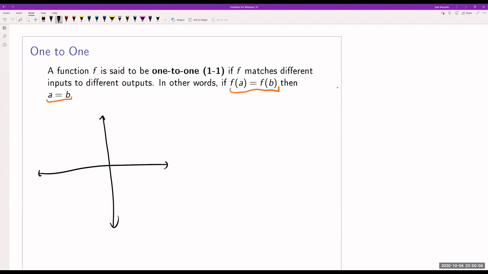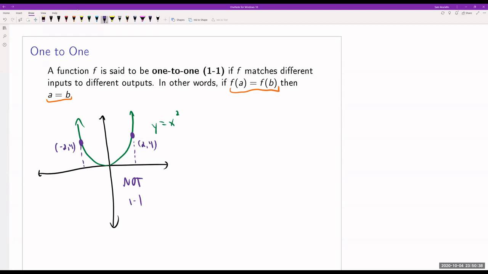So if I was to take a look at a graph we're fairly familiar with, y is equal to x squared. We know that this graph will have the point (2, 4) and also (-2, 4). Now, this is not a problem for being a function. It's perfectly fine that two different x values give the same y value. But that means that the function is not one-to-one.